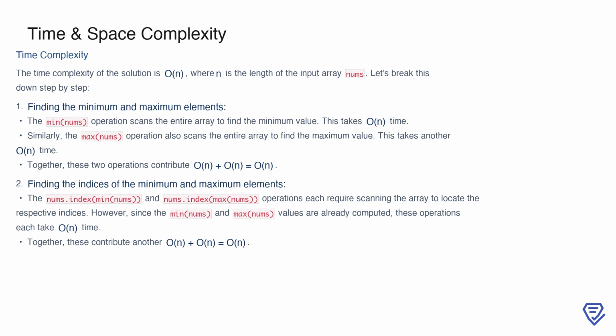Each of these scans takes O(n) time, so together they contribute O(n) plus O(n), which simplifies to O(n). Next, locating the indices of these minimum and maximum values also requires scanning the array. Since the minimum and maximum values are already known, the operations nums.index(min(nums)) and nums.index(max(nums)) each take O(n). Adding these together results in another O(n) plus O(n), which is still O(n). These steps dominate the time complexity of the solution so far, and we'll analyze additional operations next.